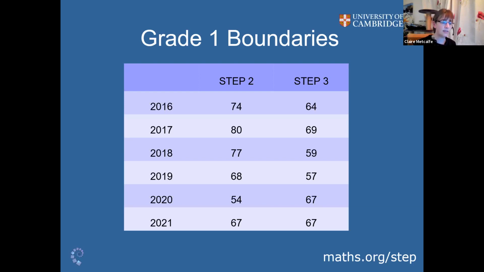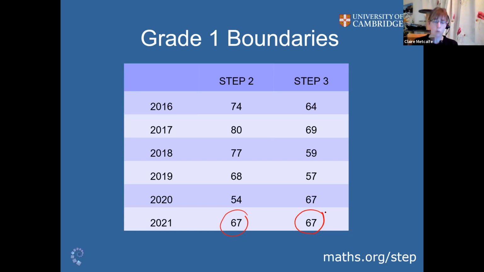So what you can see from this is, if we look at 2021, for both STEP 2 and STEP 3, the mark was 67. That equates to doing really quite well at 4 questions, or doing just over half on 6 questions. So that's about what you're looking at to get a grade 1.